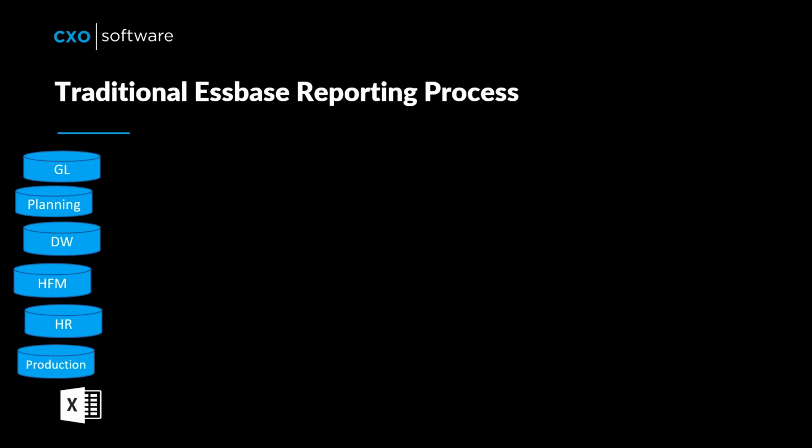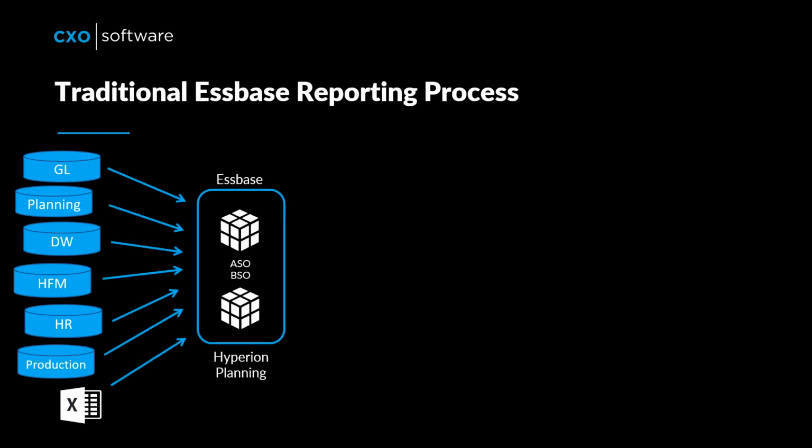Well, if we think about the various source systems where data is stored to produce that report pack, it could be a general ledger, planning systems, data warehouses, HFM, headcount from HR systems, even Excel, as you can see. Typically, those are loaded into Essbase, ASO, BSO, Hyperion planning cubes. And then for reporting purposes, we tend to see that the Office of Finance tend to ask for the data to be dropped into Excel via SmartView.